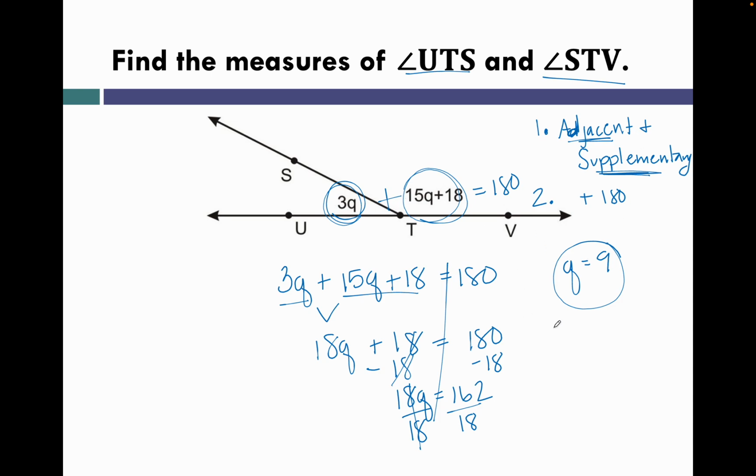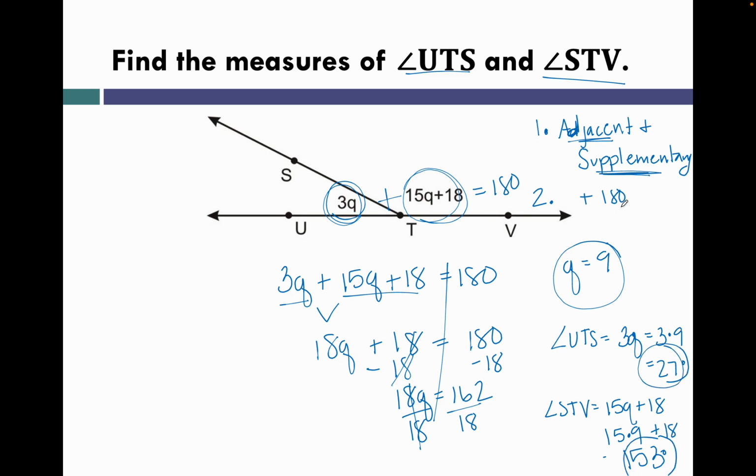So now we know q, and now we can find the value of UTS, since it's 3q, which is equal to 3 times 9, since q is 9, so that's 27 degrees. STV is 15q plus 18. Since q is 9, that's 15 times 9 plus 18. 15 times 9 is 135. 135 plus 18 is 153 degrees.